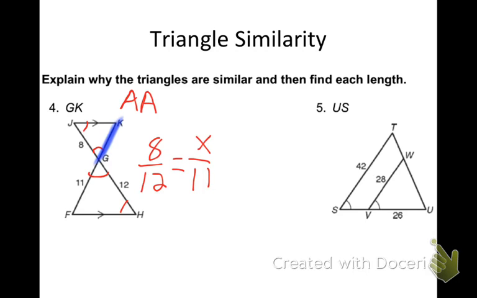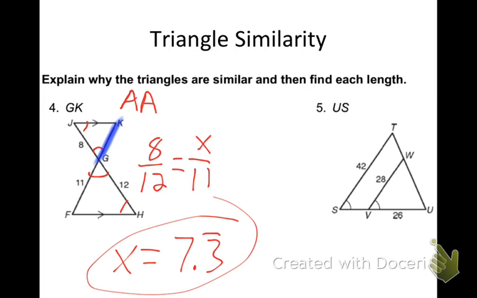So 8 over 12 equals X over 11. Using cross products, take a couple seconds to solve that one from there. What's the answer to number 4? 7.3. It is actually 7.3 repeating. Nice job, sir. That's correct.